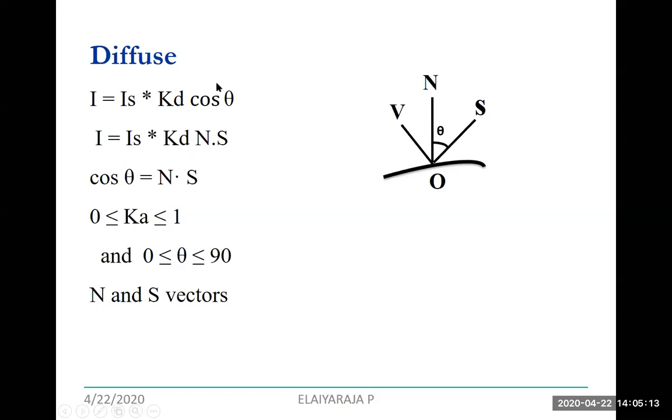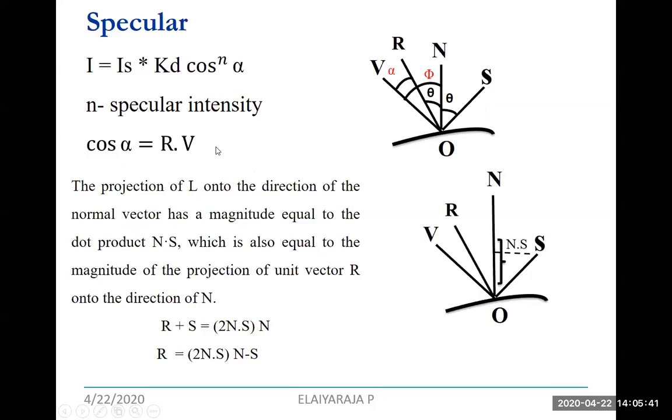So this cos theta, how can you write it? You can write it as the dot product of your normalized vector and the source of light, n dot s, so cos theta is equal to n dot s. This diffuse coefficient value lies between 0 to 1, as well as the theta value is 0 to 90, whereas n and s are dot product vectors.